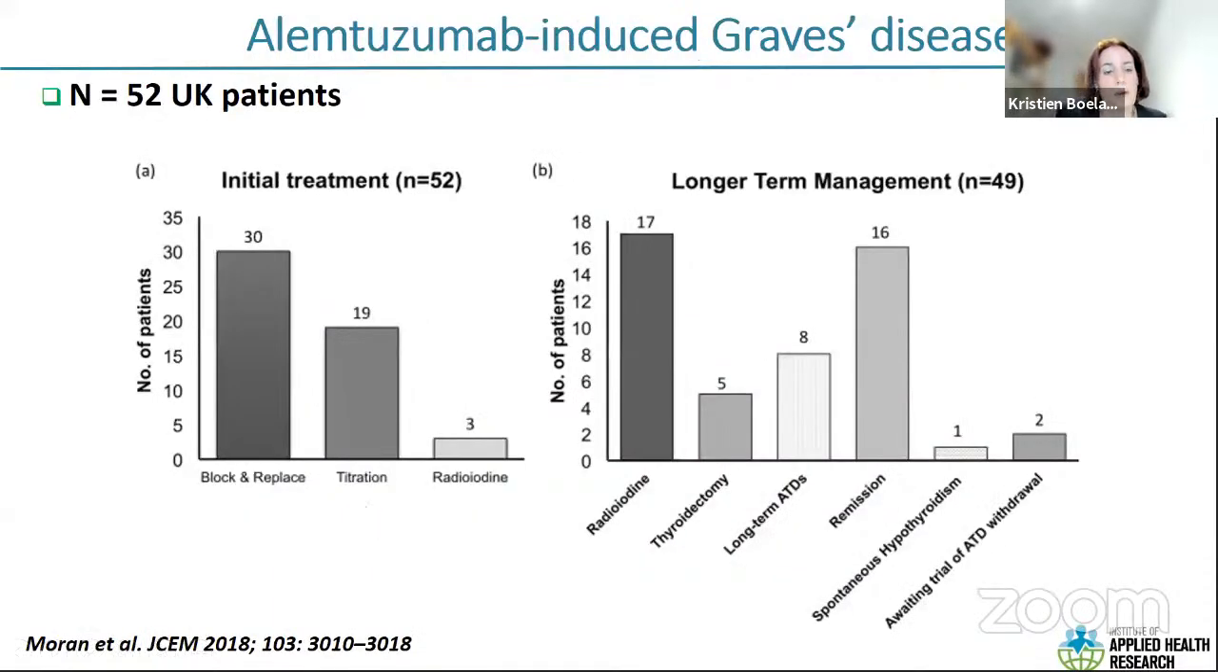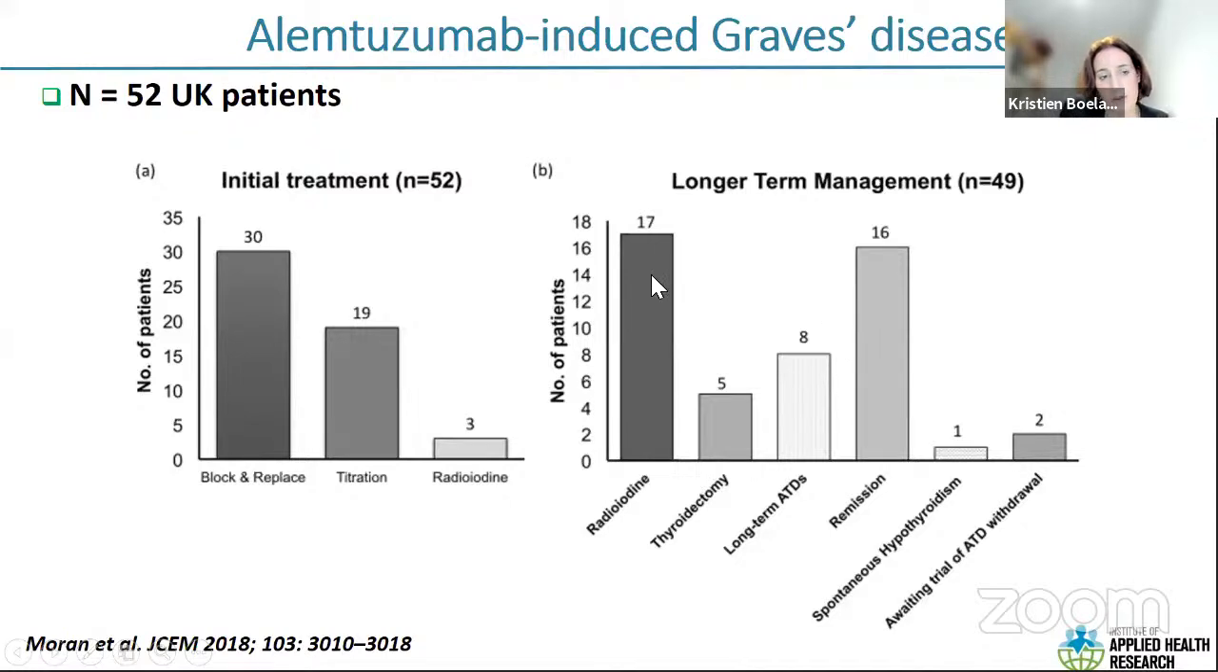So this is a study from my friend and colleague Carla Moran, who looked at 52 patients in the UK who developed alemtuzumab-induced Graves' disease. You can see that many of these patients were initially treated with a block and replace regimen. A smaller group was treated with titration, and 3 patients immediately went to radioactive iodine. But you can see that in the longer term management, quite a few patients required radioactive iodine.